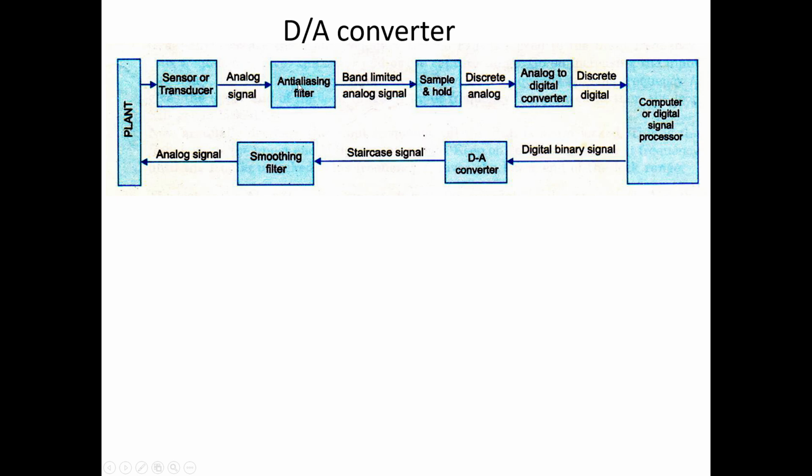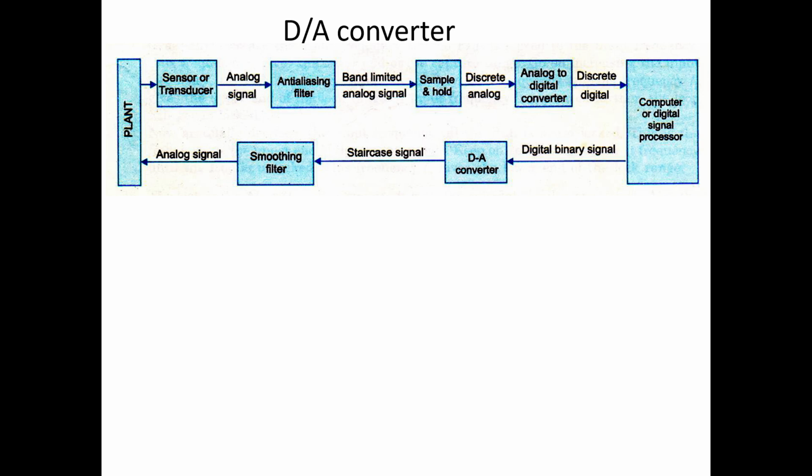and this analog signal is fed to an anti-aliasing filter whose output is a band limited analog signal. This band limited analog signal goes through a sample and hold circuit to produce a discrete analog signal. This discrete analog signal is fed to an analog to digital converter whose output is a discrete digital signal, which will be processed by a digital signal processor or a computer.